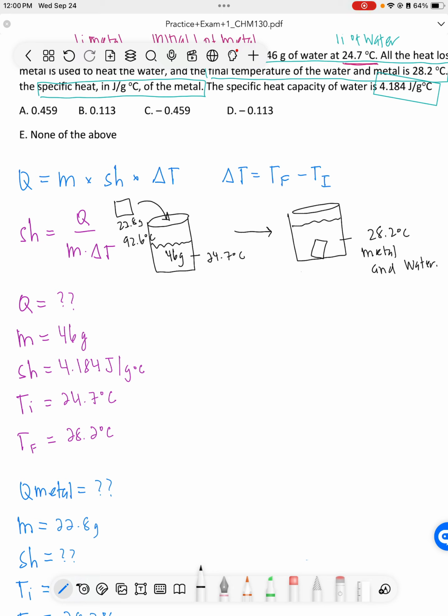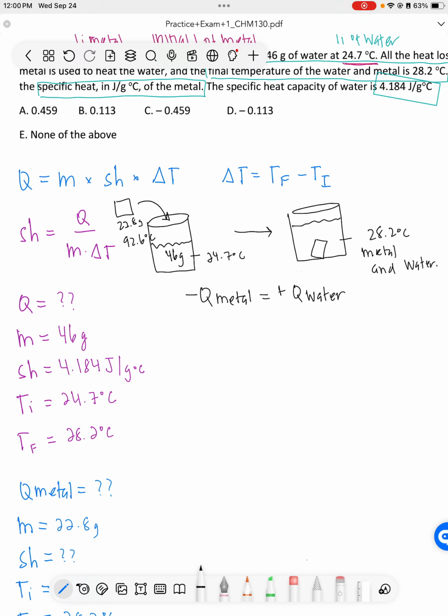So if we can find the Q of water, if we can find out how much heat or energy the water absorbed, then we know how much heat or energy the metal gave to the water, because they are equal to each other. We could even write it like this. We could write Q metal, and remember it's giving, so it's going down, it's negative, is equal to Q water. And water is positive because it's taking the energy or the heat from the metal.